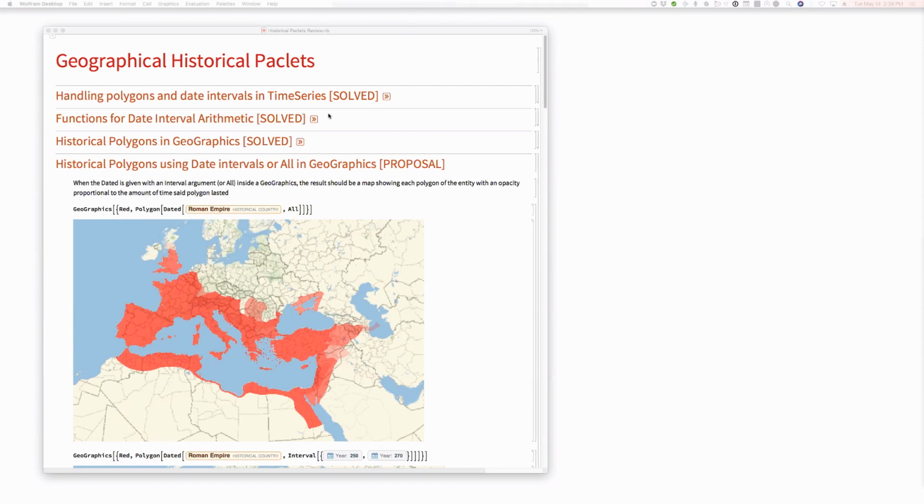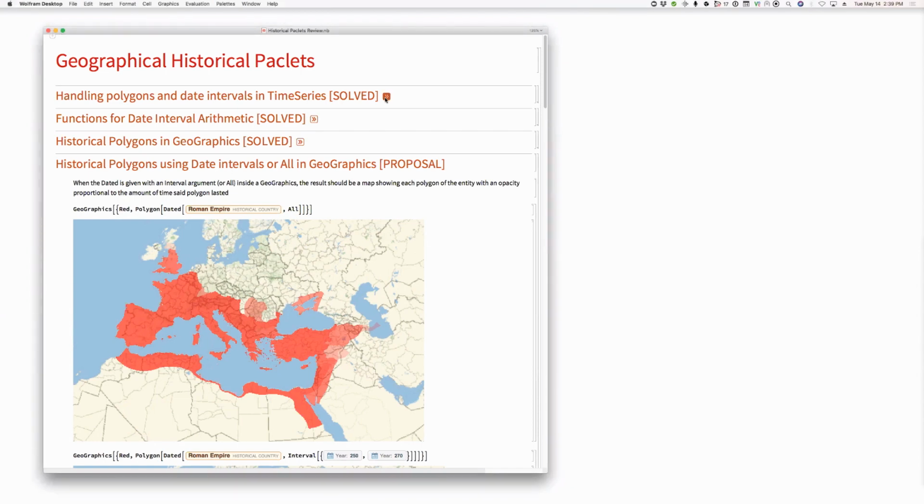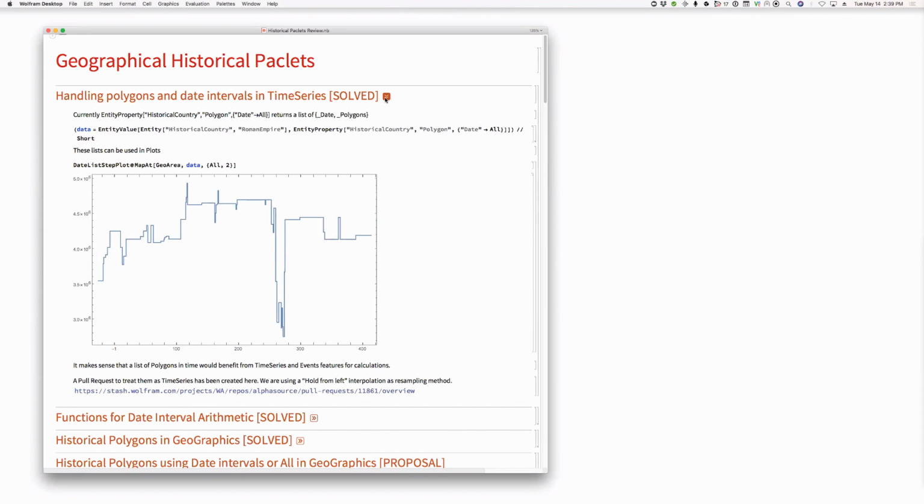So let's recall what we did last time. Handling polygons and date intervals and time series. Can somebody summarize what we concluded about each of these things? For now we will output a time series with the timestamps and hold from left. For now, we don't have a way to actually say until when that is valid, and the workaround is to add a last missing value.